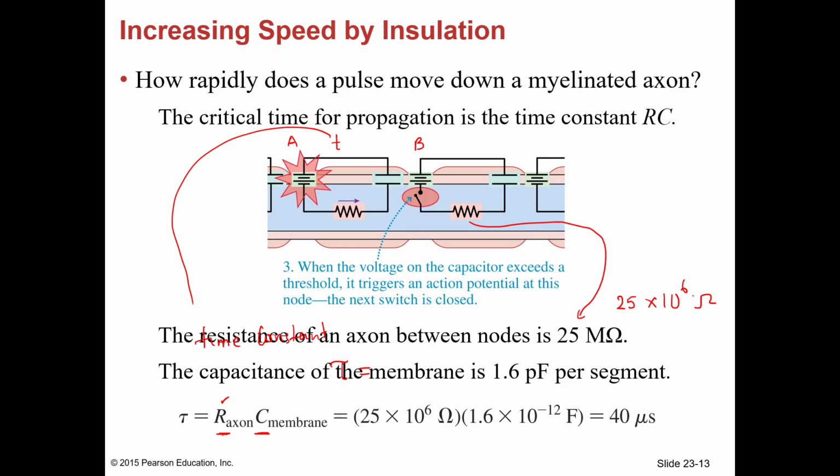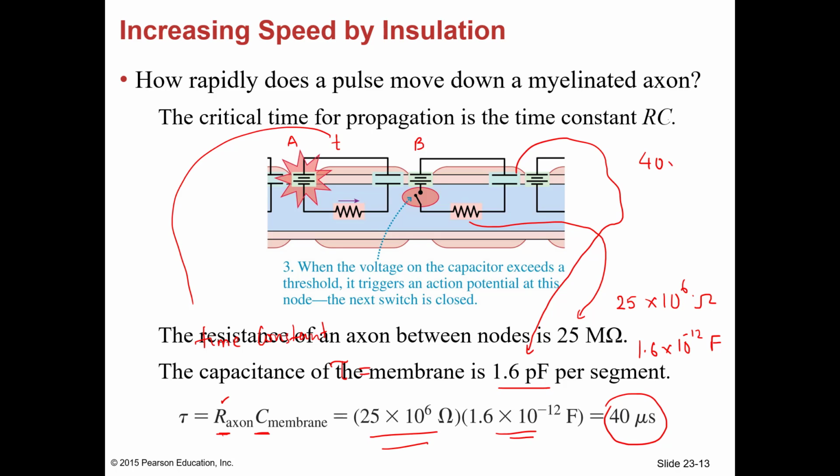The capacitance is usually about 1.6 picofarad. Pico means 10 to the negative 12 farad. Using those values for R and C, the time constant is about 40 microseconds. So it takes about 40 times 10 to the negative 6 seconds to transfer the signal from point A to point B.